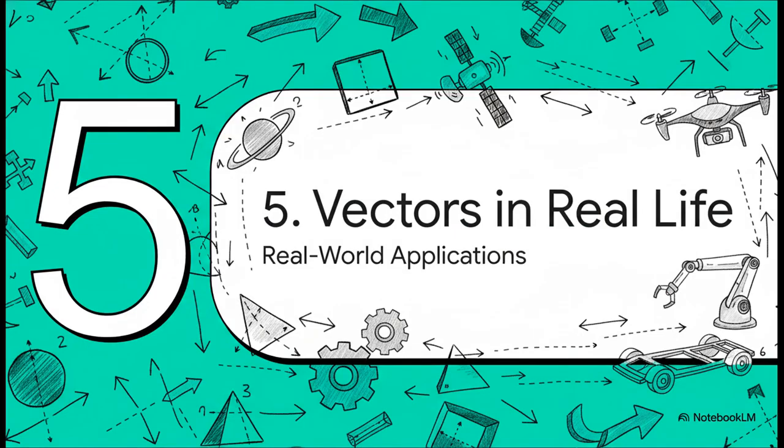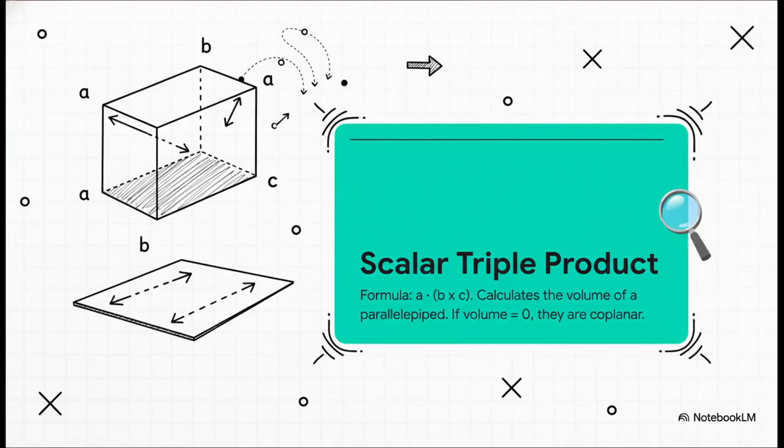So we have all these amazing mathematical tools, but what are they actually good for? Why does any of this really matter? Well, what happens when we combine the tools we've just learned? If you take the cross product of two vectors and then you take the dot product of that result with a third vector, you get something called the scalar triple product. And what this kind of magical formula gives you is the volume of the 3D box that's formed by those three vectors. And if the volume is 0, well, that's a really neat trick to prove all three vectors are lying on the exact same flat plane.